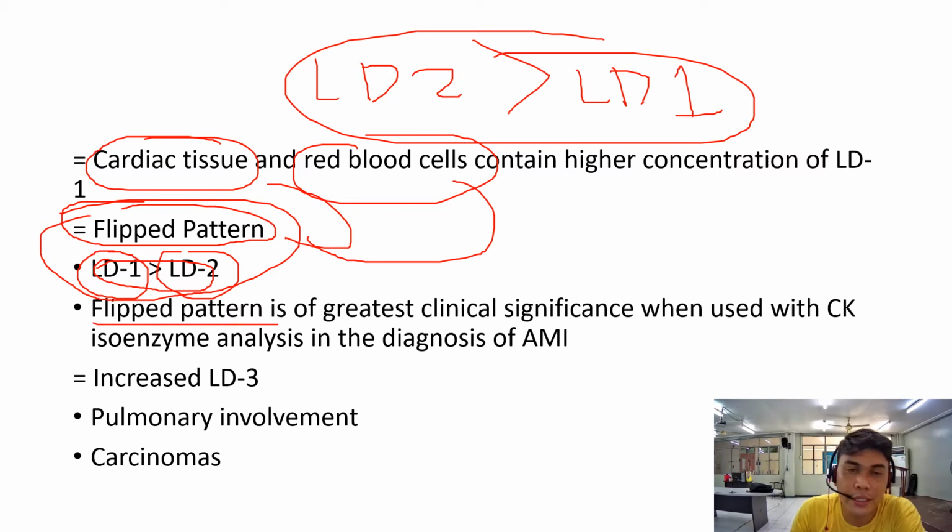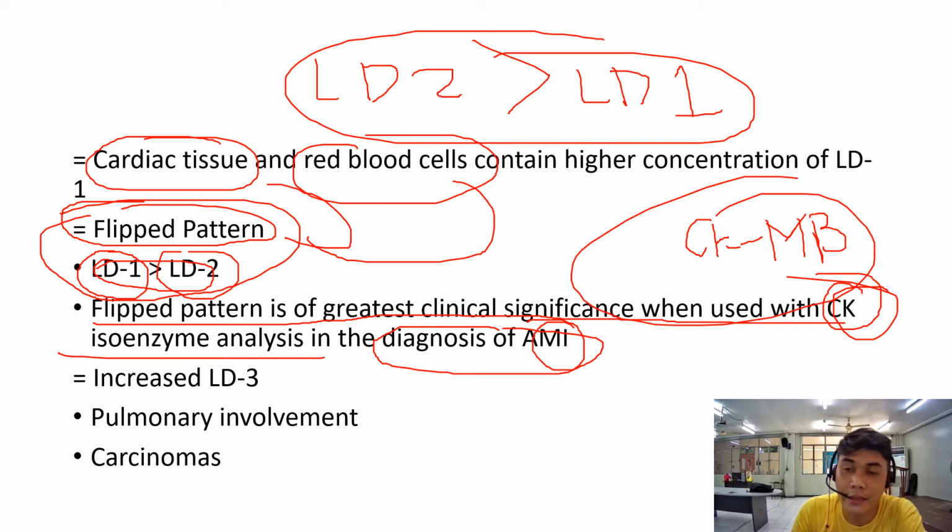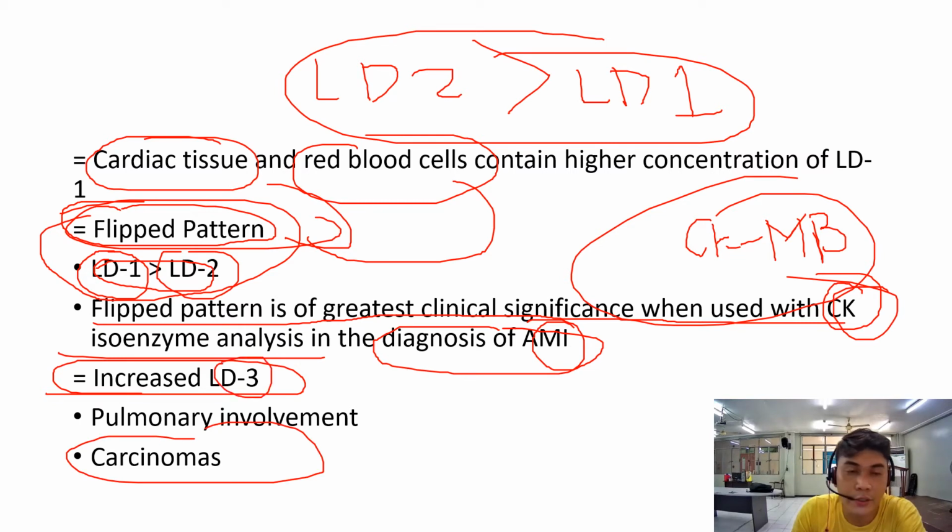So the flip pattern is of greatest clinical significance when used with CK isoenzyme analysis in the diagnosis of AMI. So for diagnosis of AMI, you need to have CK-MB of greater than 6%. Okay? Greater than 6%. And the presence of a flip pattern. That's for the diagnosis of AMI. Next, conditions with increased LD3. Okay? Carcinomas, because LD3 is a tumor marker, and if there is pulmonary involvement. So if there's a problem with your lungs, LD3 is increased.